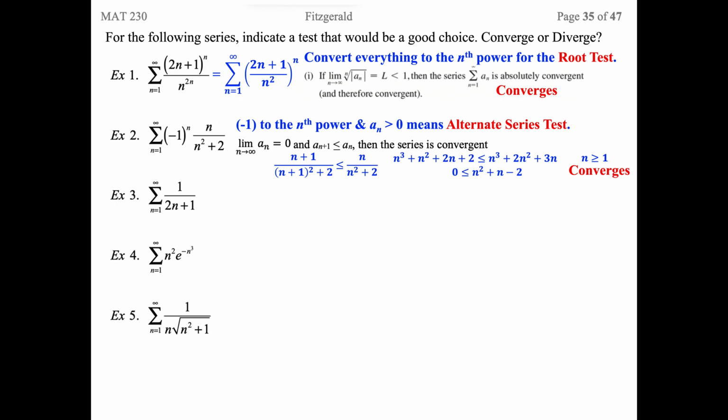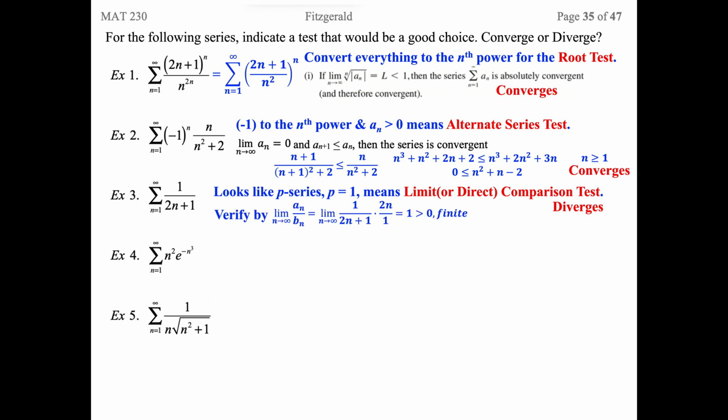Example number 3. If that plus 1 wasn't there, you'd have n to the first power, and we can say that that is a p-series. So if I say it looks like I could turn it into a p-series, that's your comparison test. So this can be a limit or a direct comparison test. With the plus 1 on the bottom, I'm kind of leaning towards doing a limit test. So let's see. p equals 1, that means it's going to diverge.